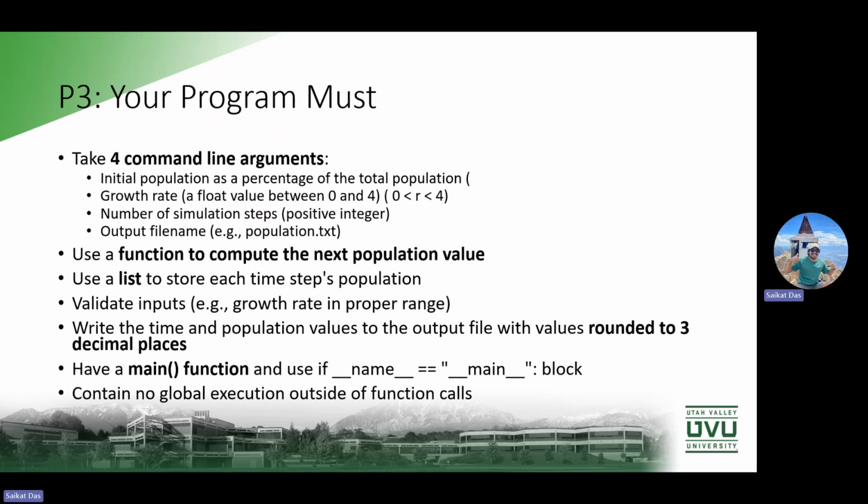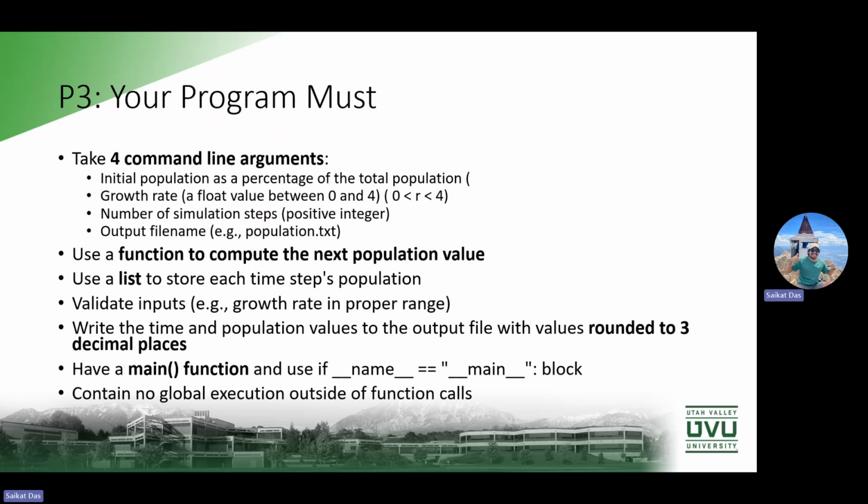So do you understand what the inputs and outputs are for this project, and how you can process the input to the output? How many inputs are here? Four: initial population, growth rate, number of simulations, and the output file name.